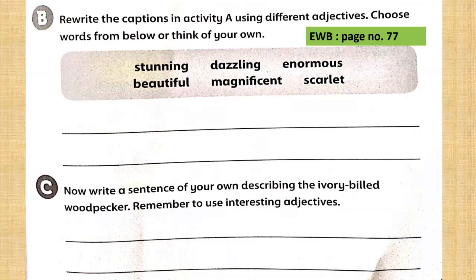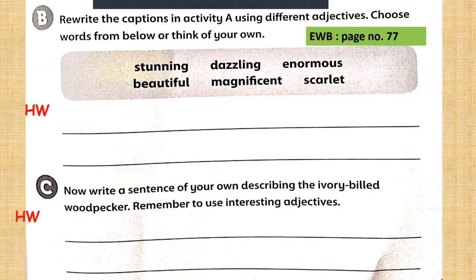Now let us do question B. Let us read the question together. Rewrite the captions in activity A using different adjectives. Choose words from below or think of your own. So we have to describe the endangered ivory-billed woodpecker. So can you do this as homework? Question C is also homework.